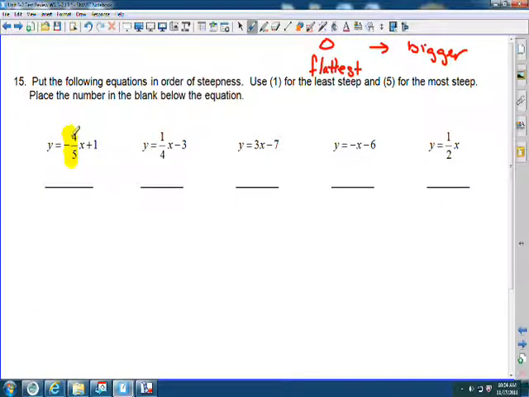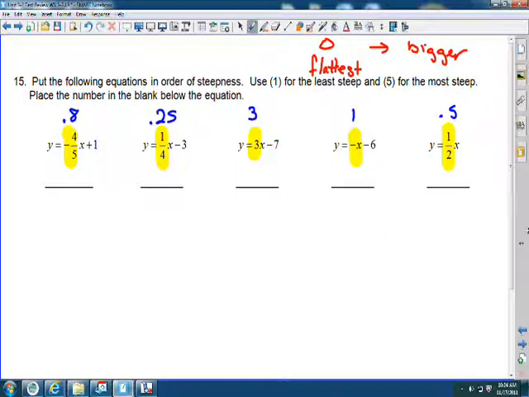Here's my slope, slope, slope, slope, slope. All right. So let's change these fractions to decimals. If you take 4 divided by 5, that's 0.8. 0.25. My slope here is 3. Oops, right here it's negative 1, but I'm not worried about the negative. It's a 1 and a 0.5.